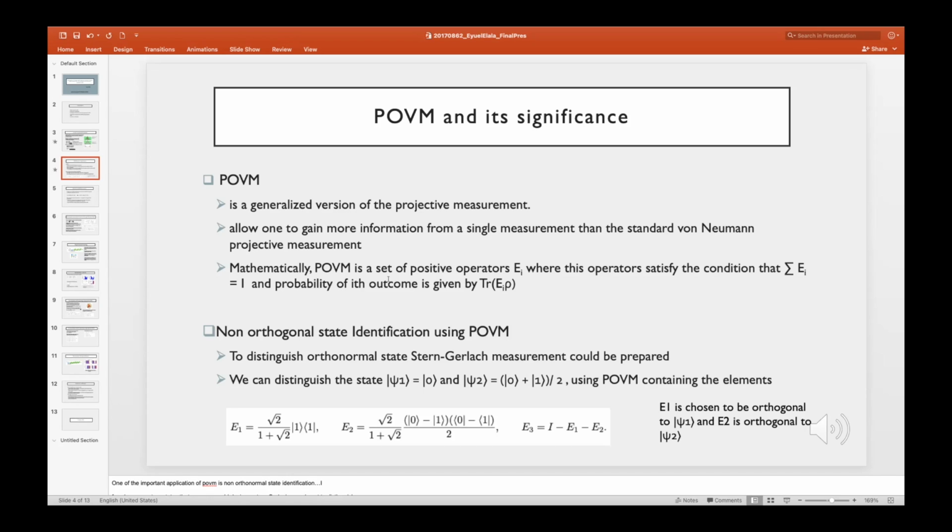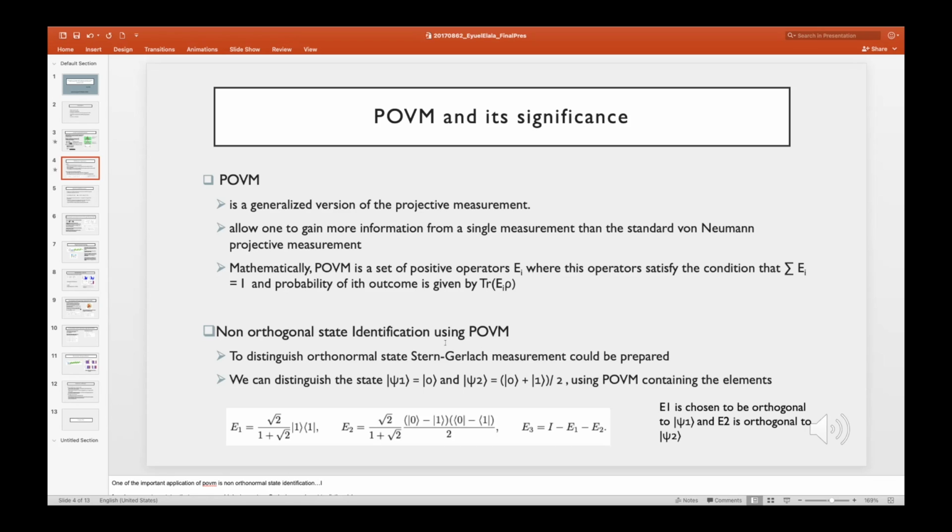Mathematically, we can represent it as a set of operators that satisfy these conditions, where the summation of each operator is the identity, and the outcome probability from a certain POVM measurement is given by the trace of this. A good thing about POVM is that it allows us to distinguish two states that are non-orthogonal.